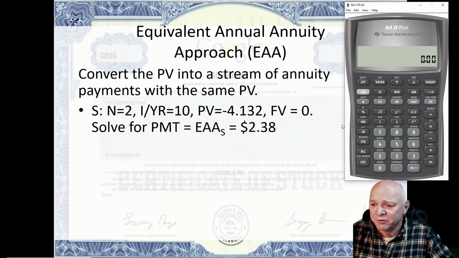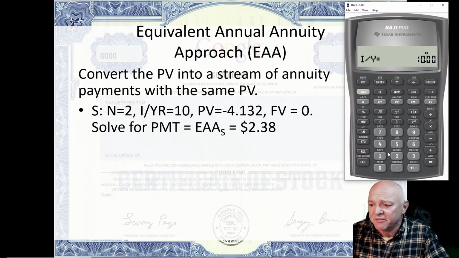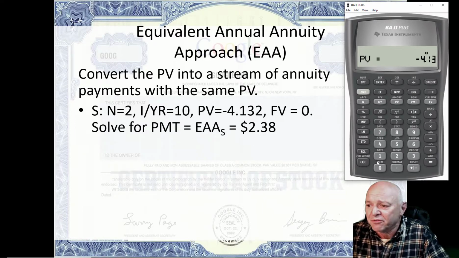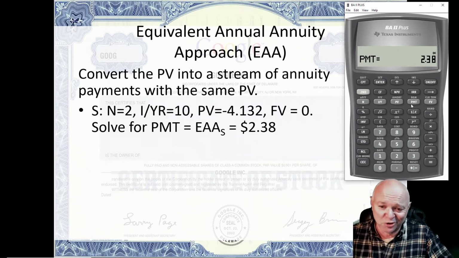So if we put that information into our calculator, N is equal to 2. Interest per year, 10. Present value, 4.132, and that's in thousands, and that has to be a negative because it's our present value. And our future value is equal to 0. If we click on Compute Payment, that gives us the annuity value. And that's going to be a return of $2,380 per year for each of the 4-year periods.